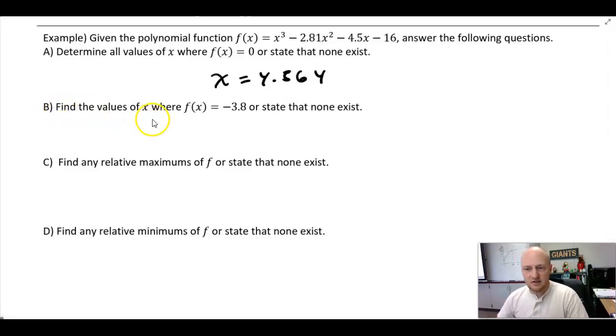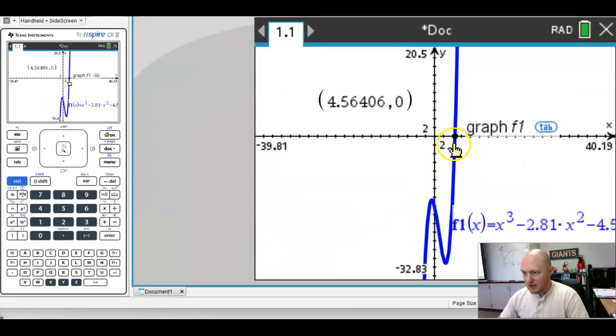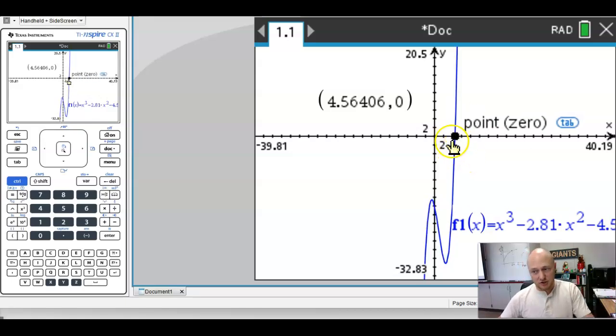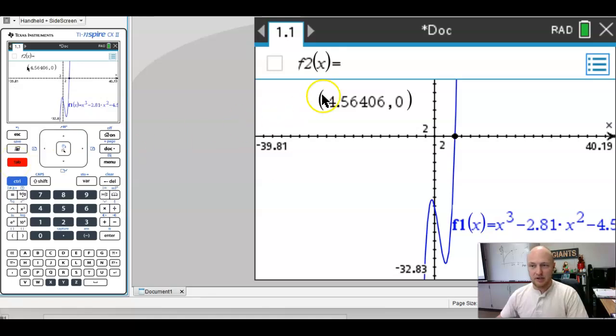B: find the values of x where f of x equals negative 3.8, or state that none exist. What they want is for the y value, or the output, to be equal to negative 3.8. Looking at this, negative 3.8 might be somewhere in here, but notice I can't find that exact x value. So we're going to graph a secondary function. A couple of ways you can do this: you can double click on your current function, or you can just hit the tab button, and a secondary function will pop up.